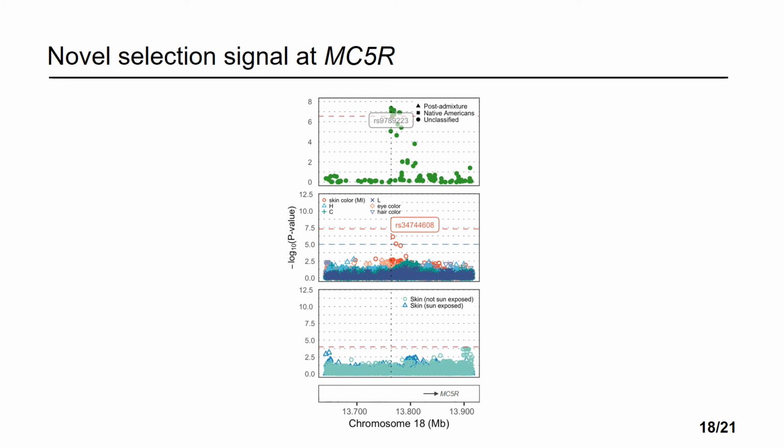We also identify a novel signal, in this case in the Mexican population, that overlaps with the MC5R gene, which is a gene involved in pigmentation biology. This top selected site was actually in strong LD with a variant that is associated to skin pigmentation based on a GWAS that was conducted in the same CANDELA cohort. But the method was not able to confidently classify where the signal occurred: in the Native American or European ancestors, or in the Mexican population after the admixture.